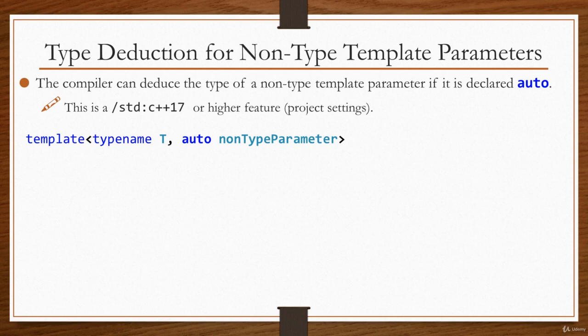You can see an example of the syntax for the template prefix. For the first parameter I have a regular type parameter, and then for the second parameter I have a non-type parameter, and it has auto for the type. So based on the argument that we pass in for the non-type parameter, the compiler will deduce the type for that parameter.